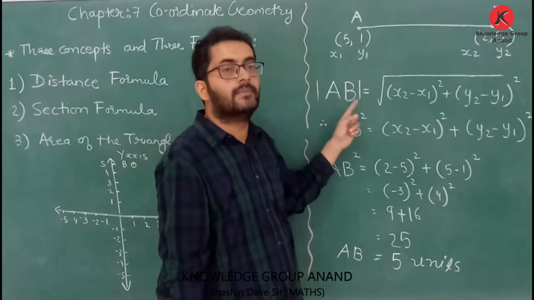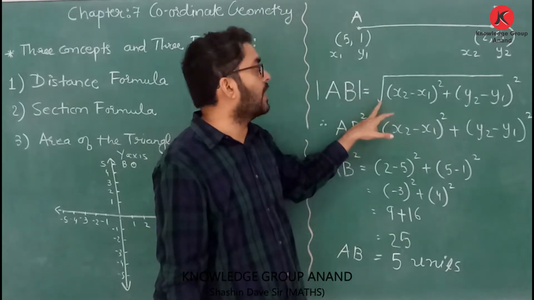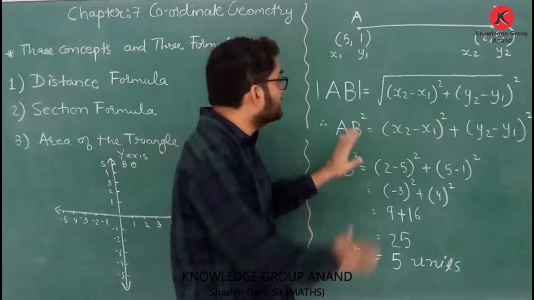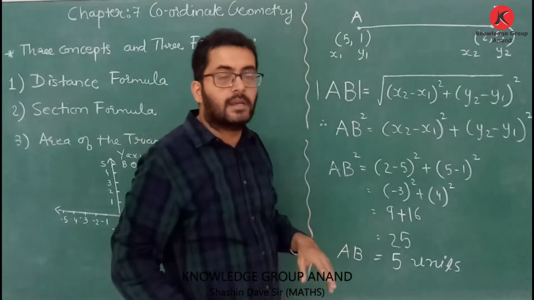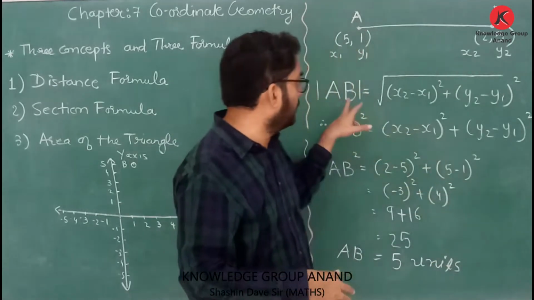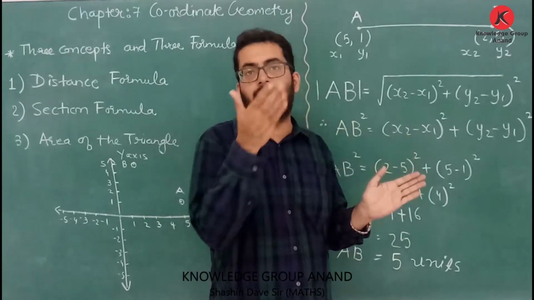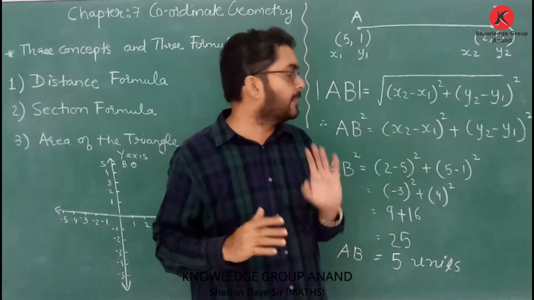So modulus AB is equal to, this is a formula, square root of x2 minus x1 square plus y2 minus y1 square. Now this is the distance formula between point AB. अगर पॉइंट PQ है तो यहाँ पे PQ होगा, अगर दो पॉइंट CD है तो उसकी वैल्यू CD होगी, अगर दो पॉइंट MN है तो उसका डिस्टेंस MN होगा.